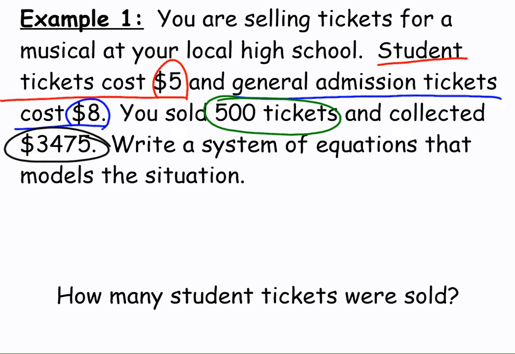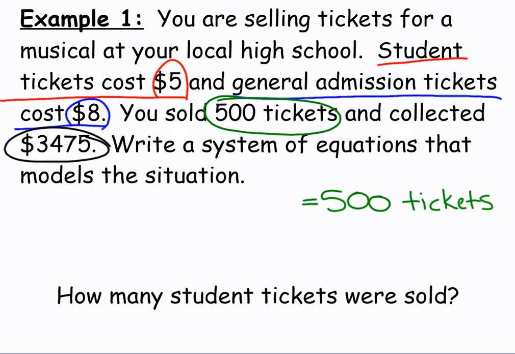Now that we've underlined the important information, my very first step to writing my equations is to identify the two total amounts. So I'm going to go back through and look, what information could be considered a total? Well, student tickets costing $5 isn't really a total. Neither is general admission tickets costing $8. But selling 500 tickets is a total. I had to add up all of the tickets I sold to know that I sold 500 of them in total. So that's my very first total amount. Notice how I wrote the units. That'll help me build the rest of my equation.